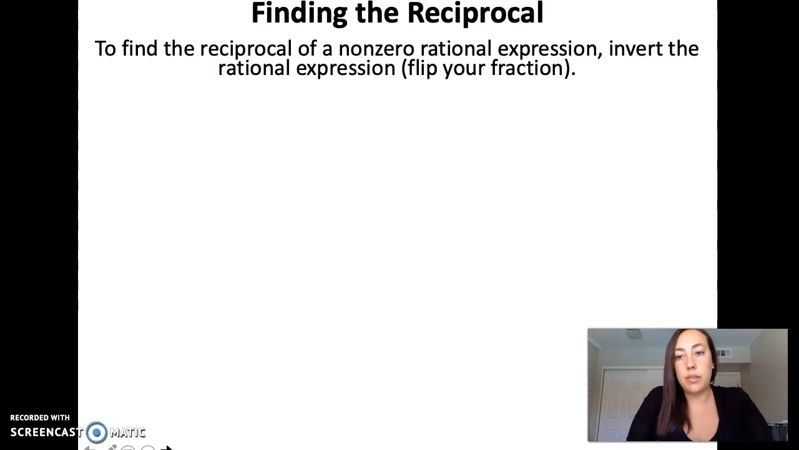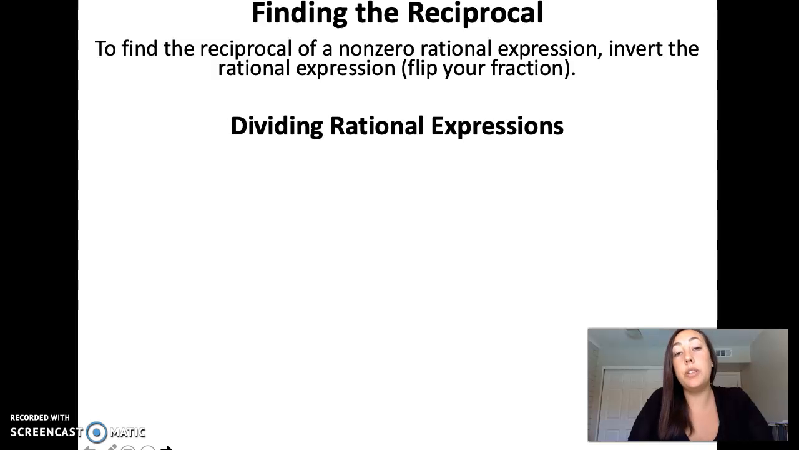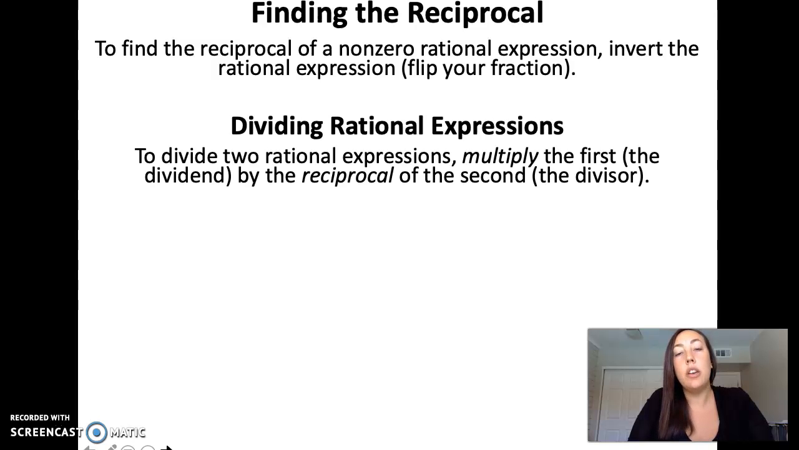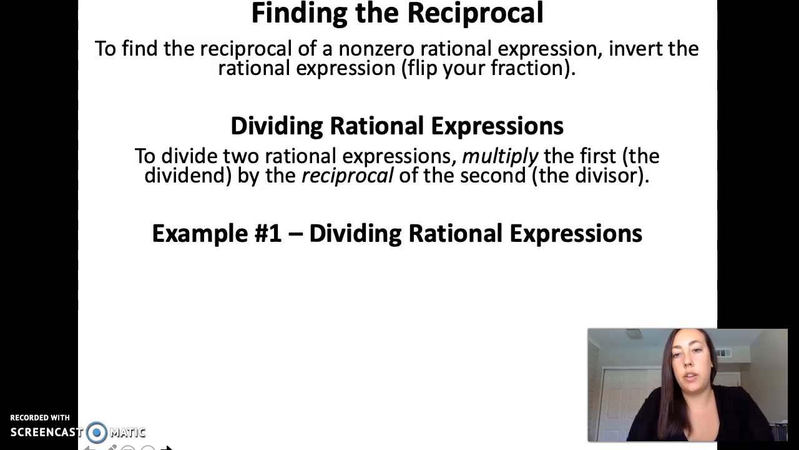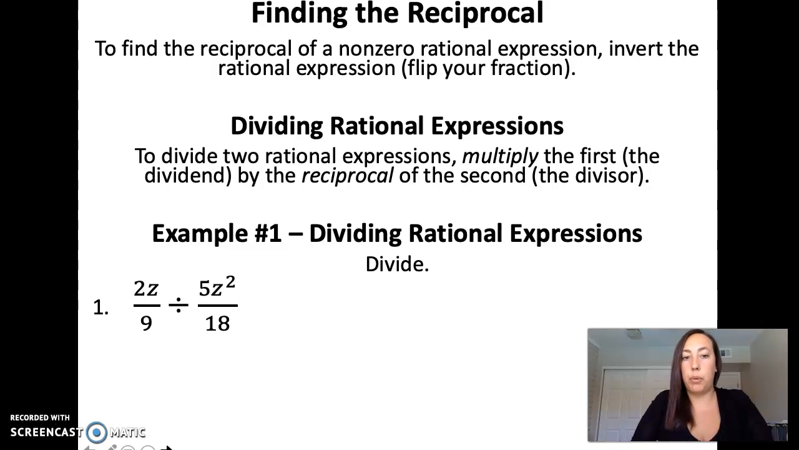Okay, so to find the reciprocal, this should be review, but all you do is you flip your fraction. So that's what a reciprocal is. You just flip the place of the numerator and the denominator. And then when you divide rational expressions, you multiply the first, which we call the dividend, by the reciprocal of the second, which is the divisor. So you'll see what I mean when we do an example.